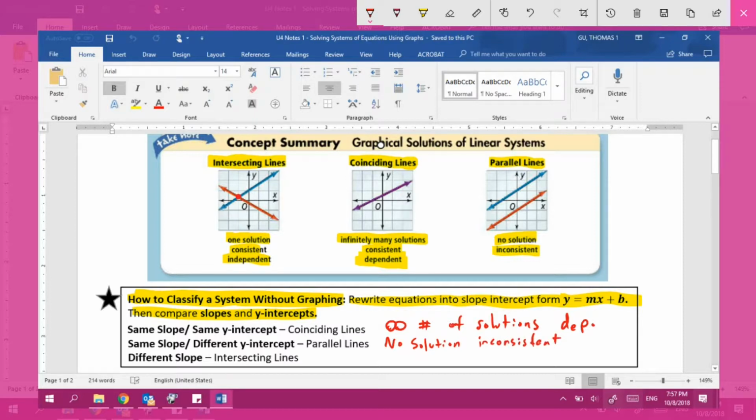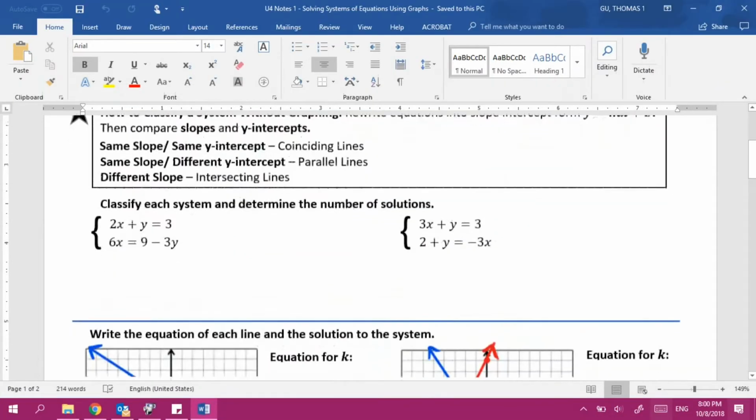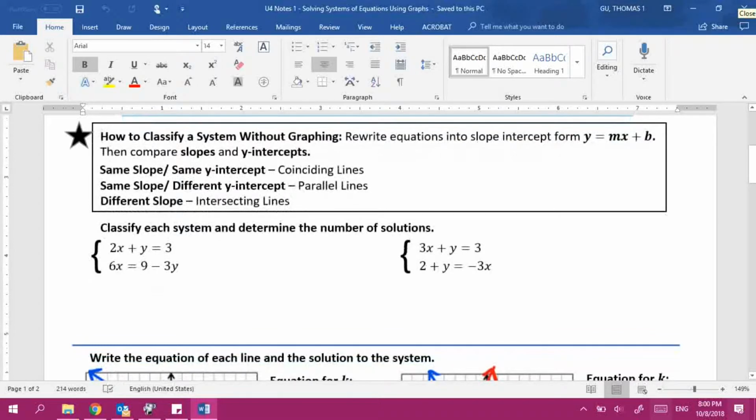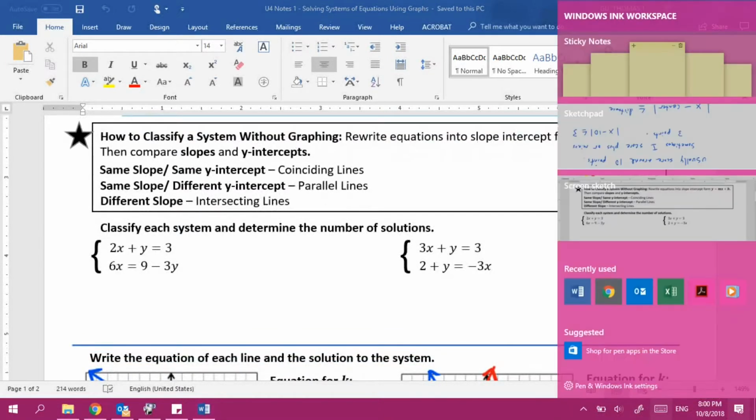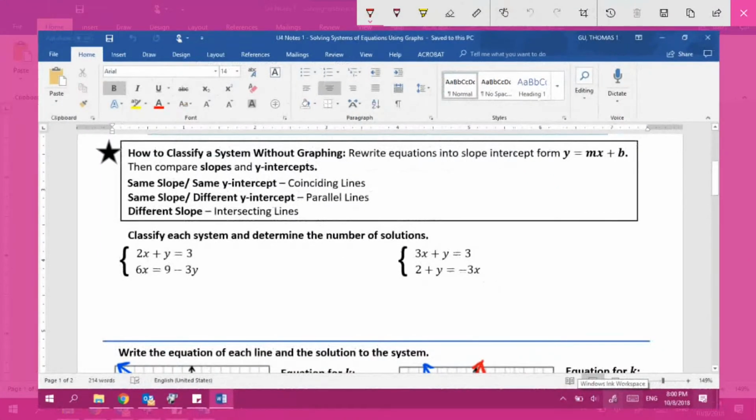And lastly, if you've got two lines with different slopes, they're always going to touch each other somewhere. They're going to run into each other eventually, which means there's going to be exactly one solution, which makes it independent. So let's put this into practice with these example problems right here. We're going to classify each system and then determine the number of solutions without graphing.